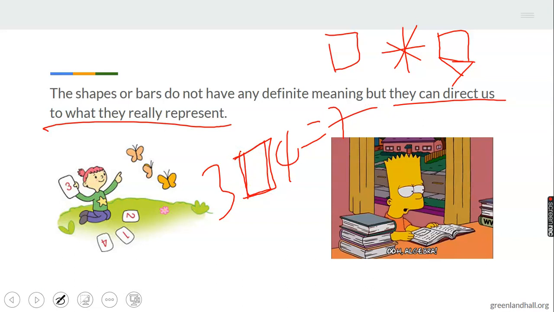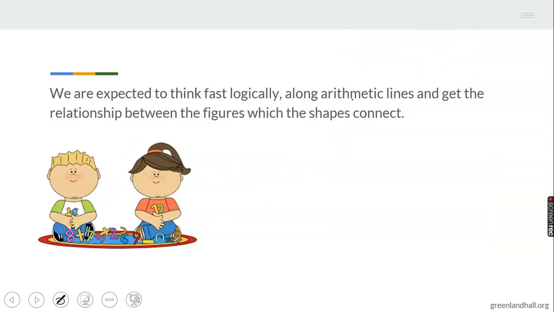So the shapes themselves don't have a definite meaning. Definite meaning means they don't carry the meaning on their own. It is not constant. It depends on usage. Boys, girls, it depends on how the shapes are used. So when we see shapes and try to explain what they are, it's because of what we have seen and how we can interpret the shape.